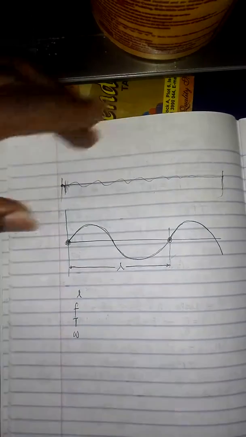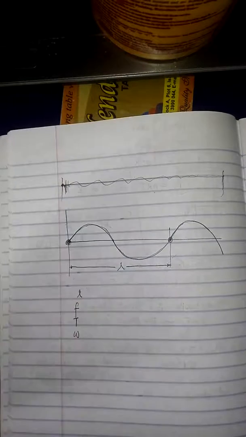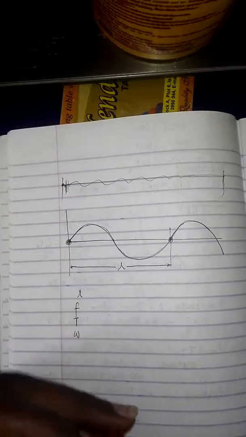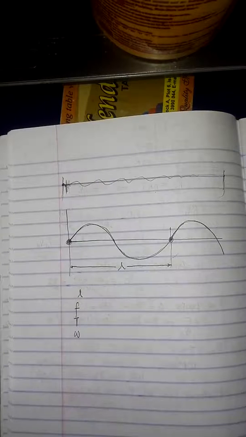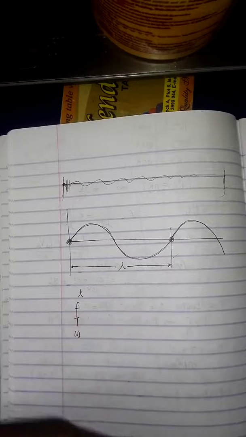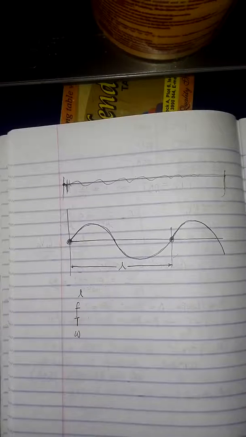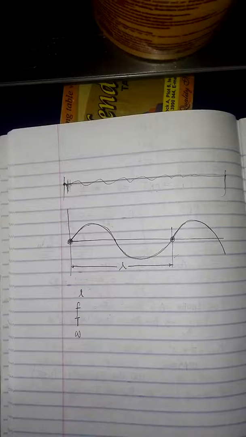Alright, so if that was not the case, they would be out of phase. So they could be out of phase by any kind of degree. They could be out of phase by 90 degrees. They could be out of phase by 180 degrees. I guess your lecture did not go into too much details like that. Alright, so that is what wavelength is.